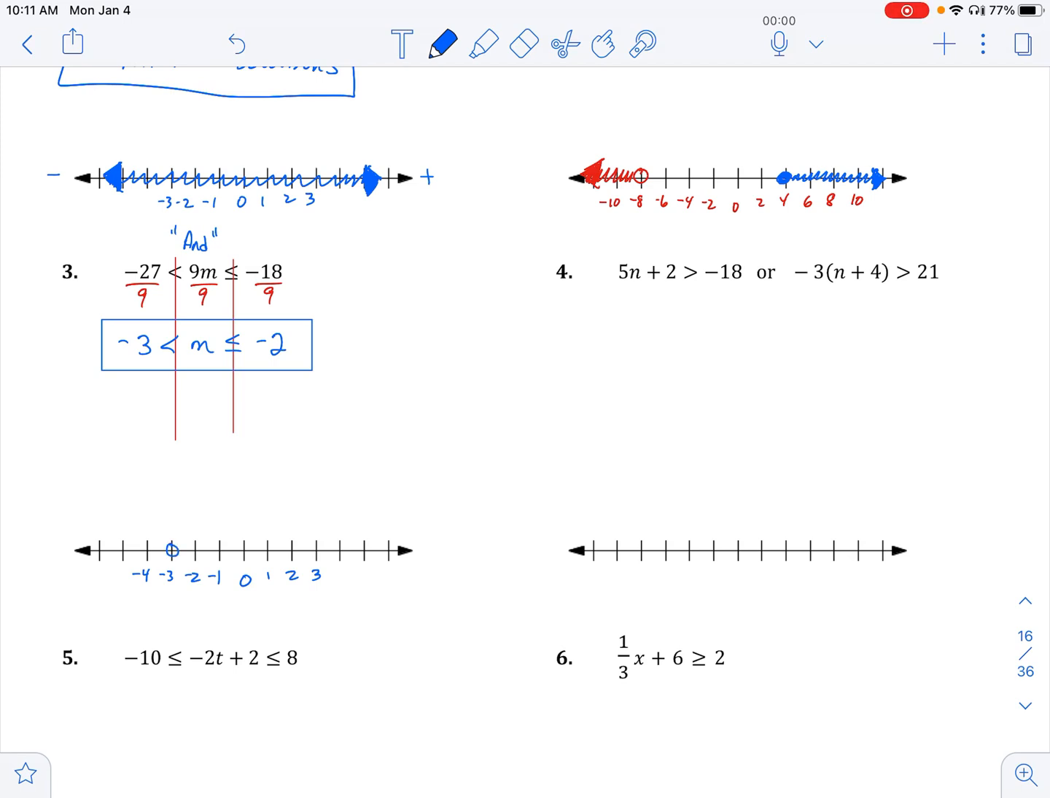This is a closed circle at negative 2. And then I'm graphing these values in between. So I got to do a quick little squiggle there to recognize those.